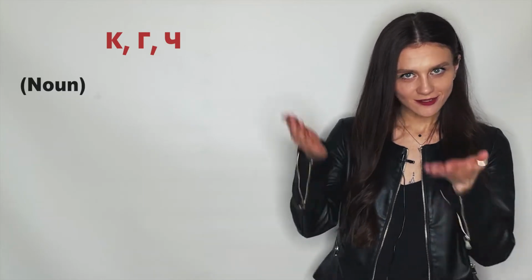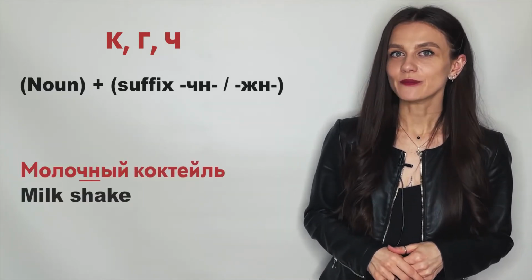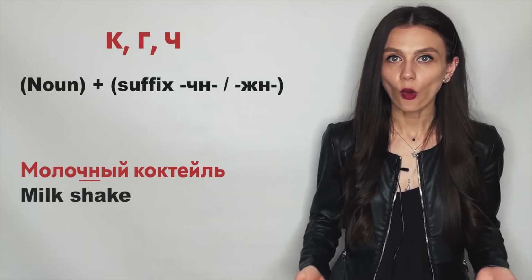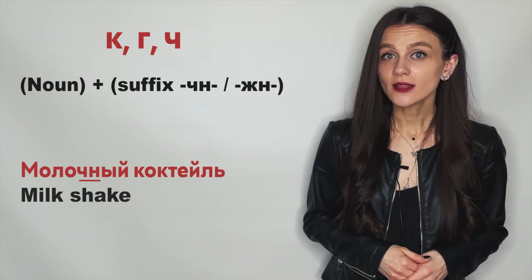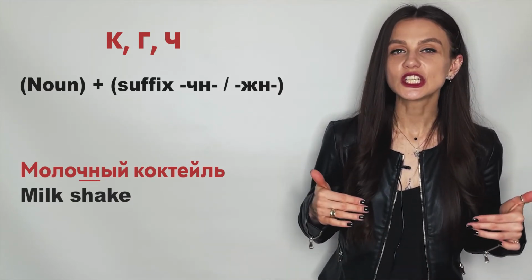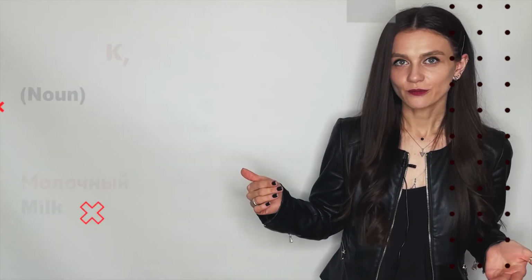And the last way is to form adjectives from nouns which end with the letters k, g, ch. The structure is here. For example, молочный коктейль. The adjective молочный is formed from the noun молоко that ends with the letter k. So we add the suffix ch, n, this combination, to the noun.